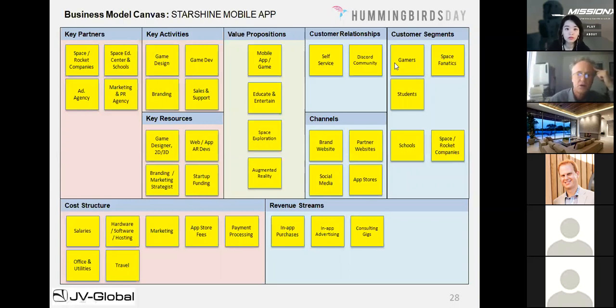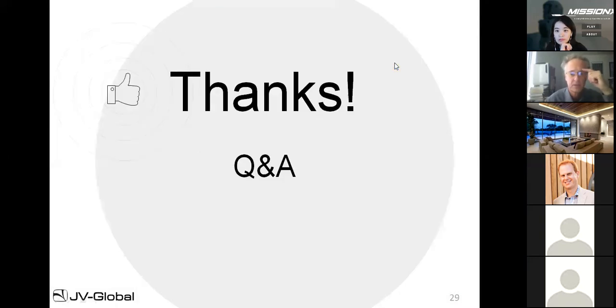All right, so this is the completed business model canvas version 1.0 for the Starshine mobile app. And this brings me to the end of the presentation, and I'm going to open this up for questions. Anyone has any questions regarding the business canvas that JT just presented?